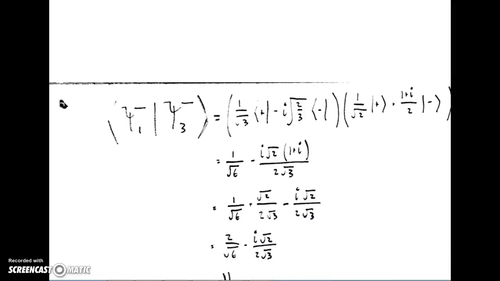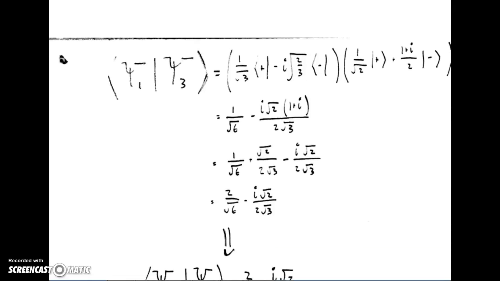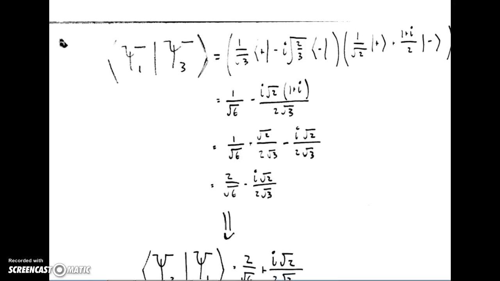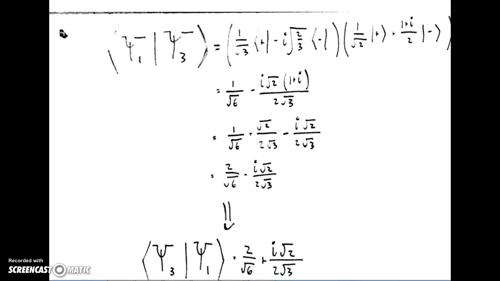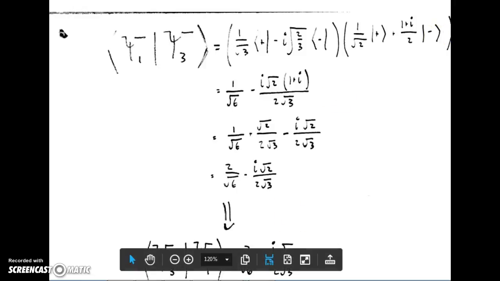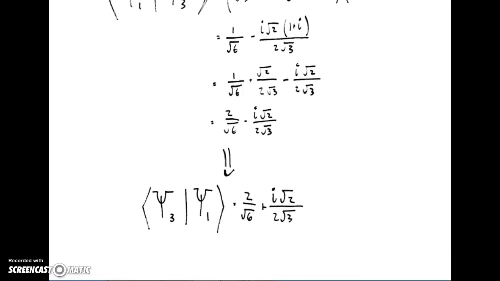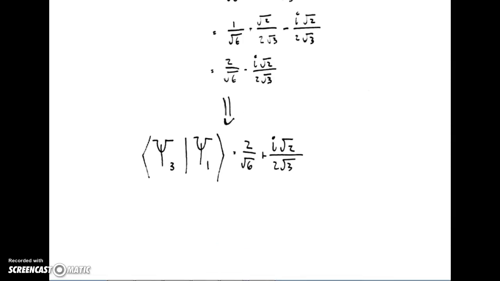So here's my psi1 with psi3 calculation. It's just straight up foiling. And then you get 2/√6 minus i√2/2√3. To save myself some time, so I don't actually have to do out the psi3 times psi1 inner product, we know that when we do that, we'll just get the complex conjugate of this one. So we get one for free every time we do this calculation. So then psi3, psi1 will be 2/√6 plus i√2/2√3.